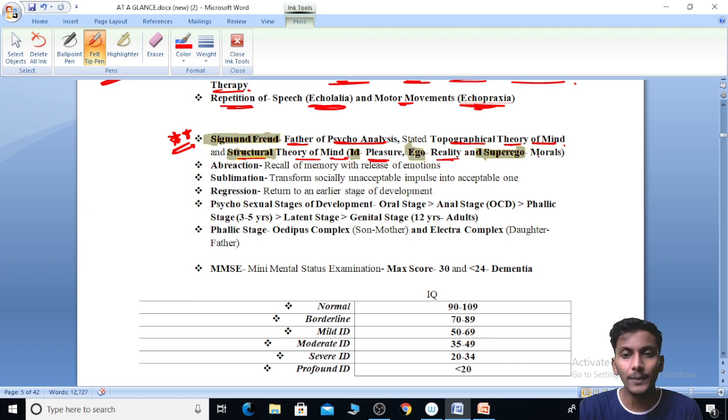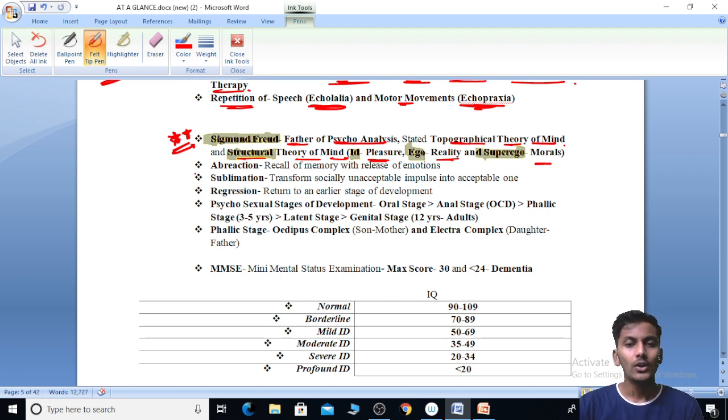And what is superego? Superego means a very high moralistic behavior. In this, the patient thinks the exam is in two months, I need to read 20 hours a day, 22 hours a day. That is beyond the limits of a normal individual. That is usually the superego, right?